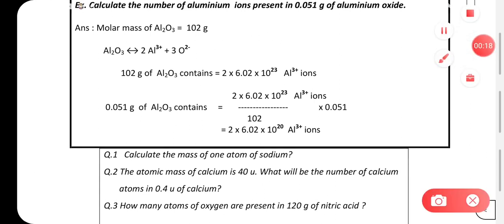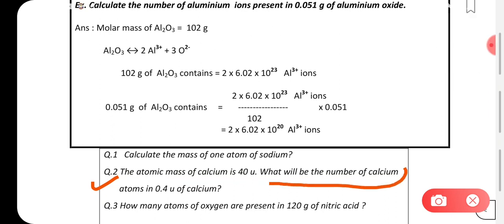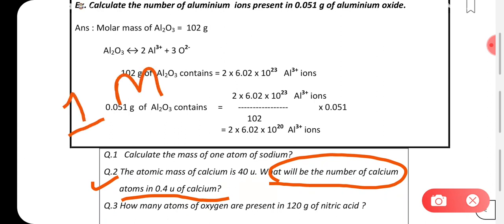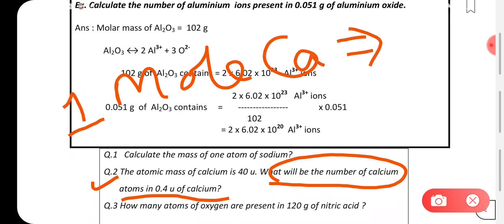For the second question, they are asking what will be the number of calcium atoms in 0.4 atomic mass unit of calcium. So here they are asking for the number of calcium atoms. You have to relate this with Avogadro's number, where you say that 1 mole of calcium is going to contain 6.022 into 10 power 23 atoms, right?